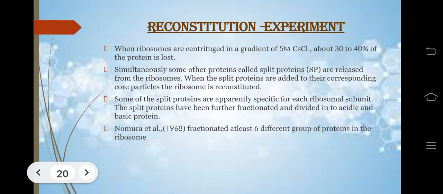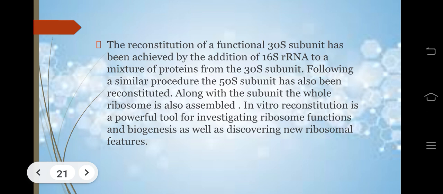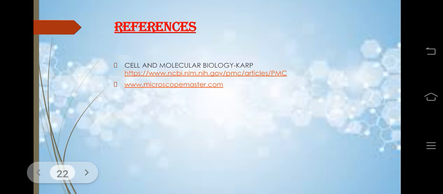The split proteins have been further fractionated and divided into acidic and basic proteins. Nomura et al. in 1968 fractionated at least 6 different groups of proteins in the ribosome. The reconstitution of functional 30S subunit has been achieved by the addition of 16S rRNA to a mixture of proteins from the 30S subunit. Following a similar procedure, the 50S subunit has also been reconstituted. Along with the subunit, the whole ribosome is also assembled. In vitro reconstitution is a powerful tool for investigating ribosome functions and biogenesis as well as discovering new ribosomal features.